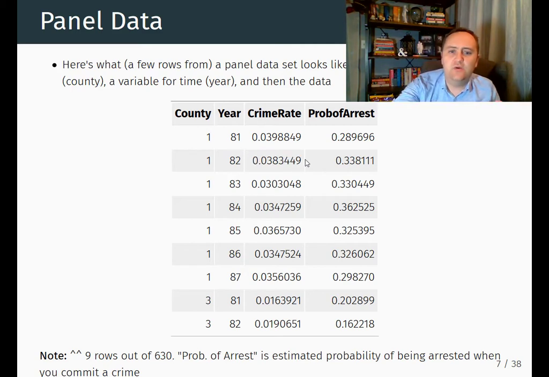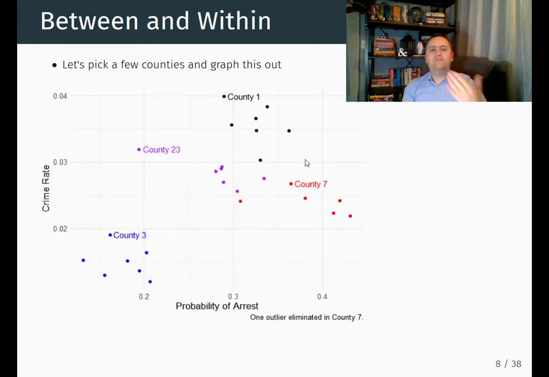Let's look at a quick example here. So here are 4 counties from that data set that I pulled out, and I've got the different years that we have for them, and I've colored each county separately. Now, given this, you can see that, first of all, there are big differences between the counties. County 1 has a cluster up here, County 7 over here, County 3 is down here. So there are clear differences between the counties. But there are also differences within the counties, right? The crime rate is not the same in a given county from year to year. It does vary a little bit.